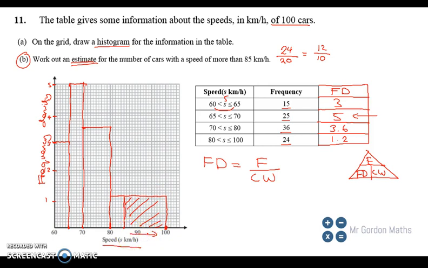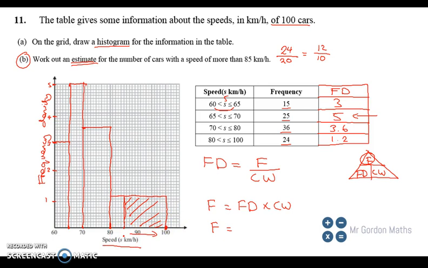And if you want to work out the frequency of cars in the box, let's go to our triangle. So frequency is on the top. If we cut that one out, we're left with frequency density times class width. So frequency equals frequency density times class width. The frequency is basically the area of the box, because the frequency density is the height, and the class width is the length of the rectangle. So length times width, effectively.